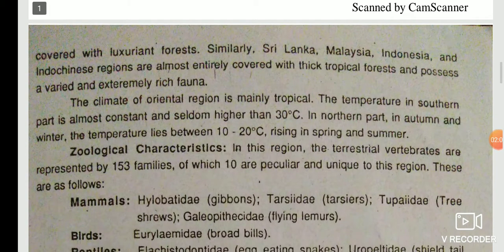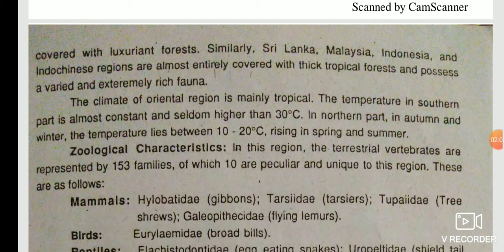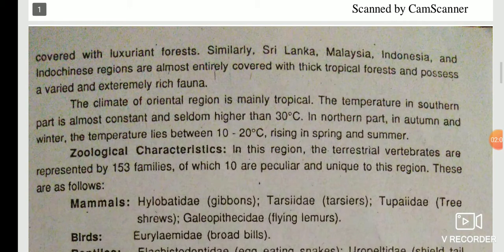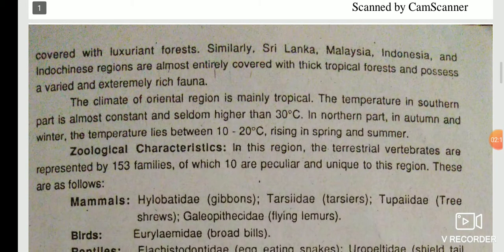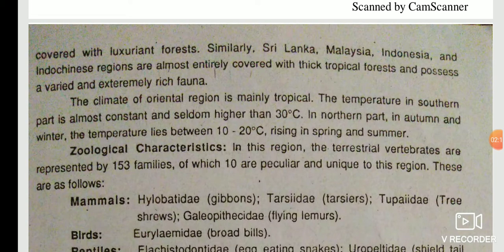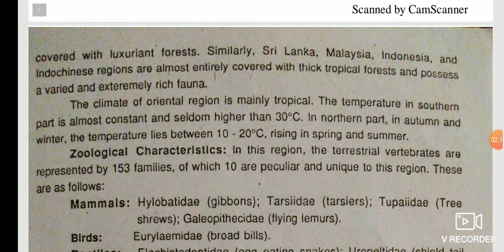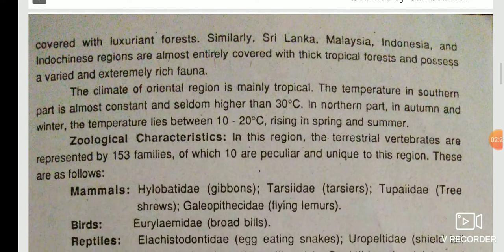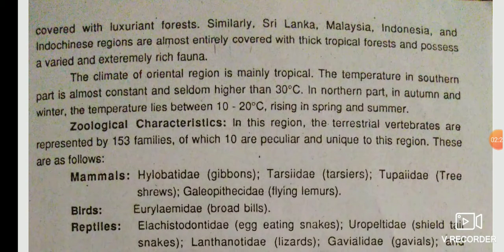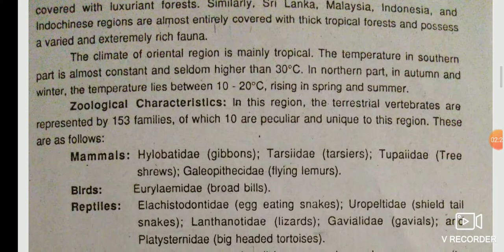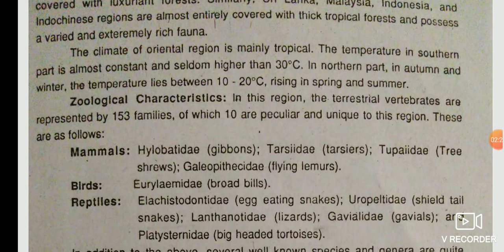The climate of the Oriental region is mainly tropical. The temperature in the southern part is almost constant and seldom higher than 30 degrees centigrade. Mostly in Pakistan, the normal or room temperature we consider is 25 degrees centigrade. In the northern part, in the autumn and winter, the temperature lies between 10 to 20 degrees centigrade, rising in spring and summer.